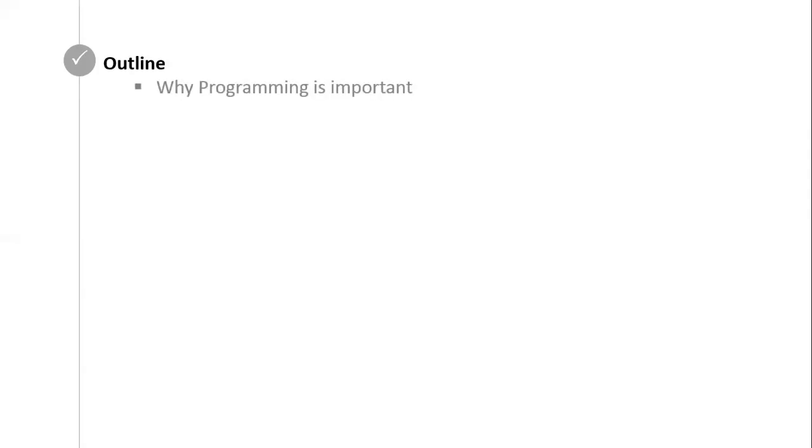So first we are going to discuss why programming is important and why you are learning this course. And second is what is data, information and knowledge, and how these things are different from each other, and how we are going to use this in the data structure. And next is data management concept.